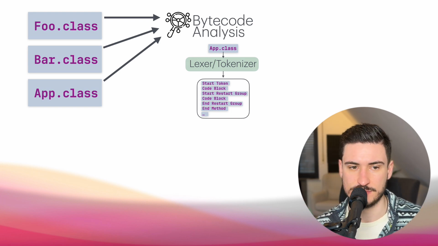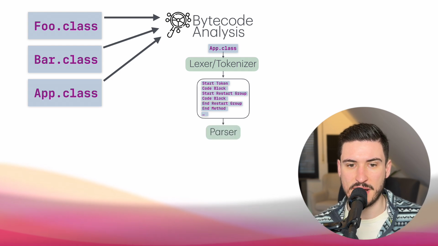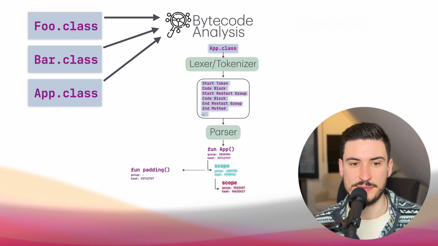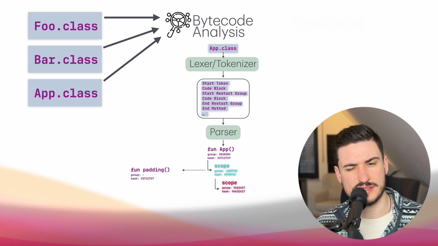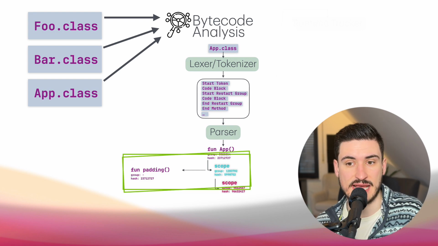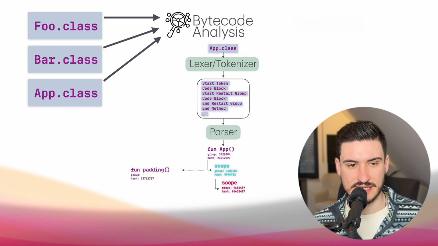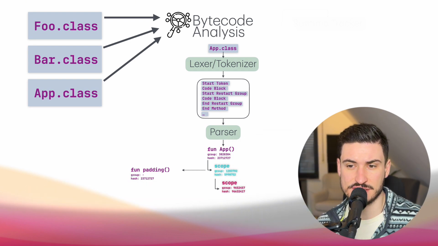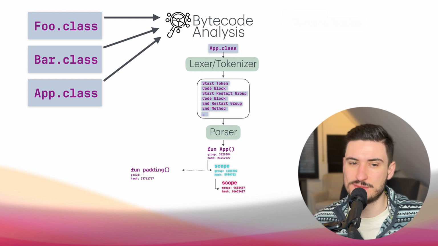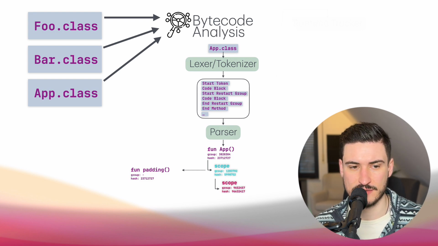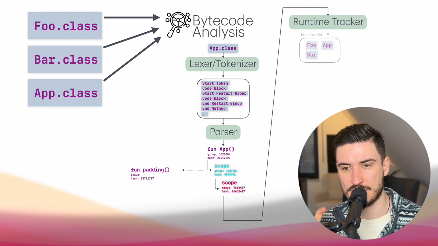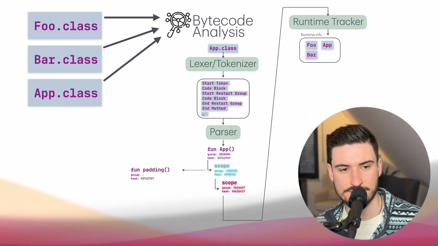These tokens will then be passed into a tree of scopes, respecting the control flow of the method. This example here even shows that a certain scope might depend on another method, in this case padding. Note that the runtime will assign a hash value to each scope. Any significant change in the semantics of the code will result in a change in this hash value. All parsed scopes will be tracked by the runtime tracker, keeping all information about the current runtime.